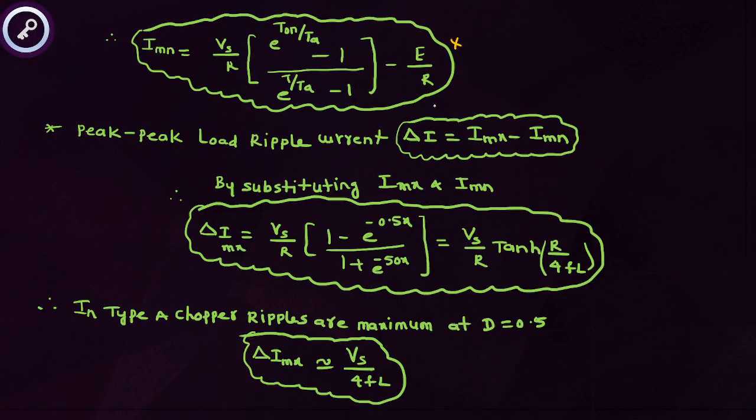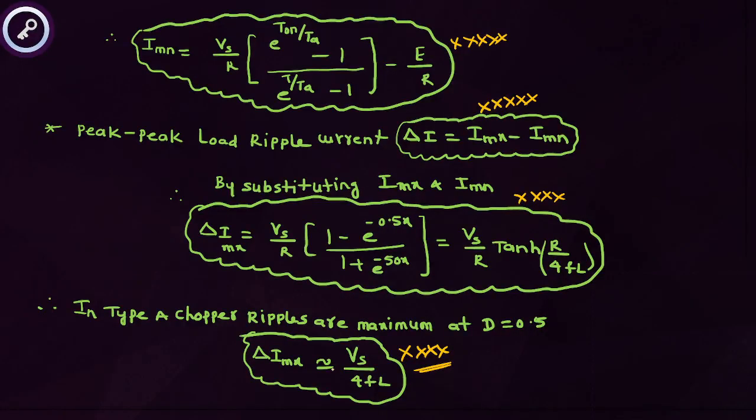This you have to concentrate on. This is the minimum current expression in type A chopper steady state analysis. Then what is the peak to peak load ripple current? Peak to peak load ripple current equal to I maxima minus I minima. And this is one more formula for peak to peak ripple current: Vs by R into tanh of R by 4fL. The approximate value of maximum ripple current equal to Vs by 4fL.